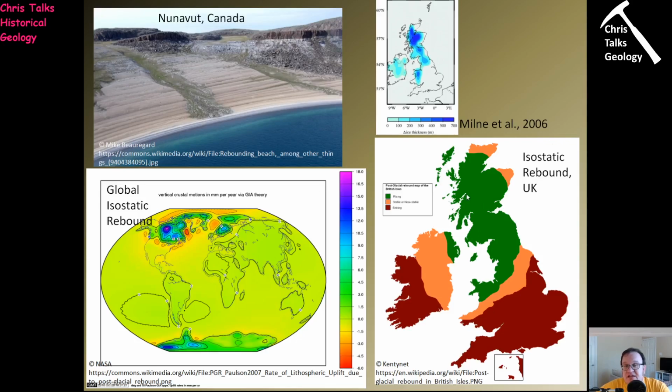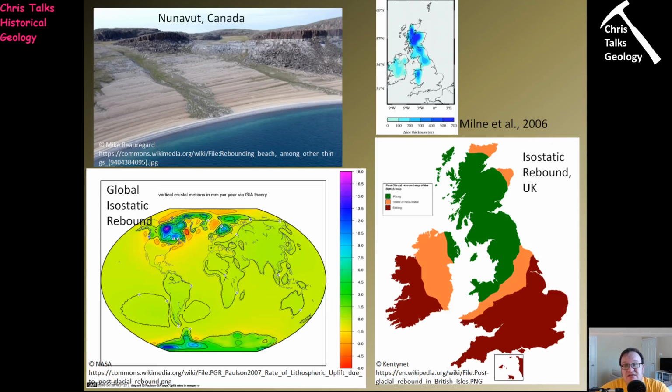The United Kingdom is actually quite an interesting case, because in terms of the ice thickness, you can see we have a lot of ice thickness in Scotland here. When you look at the colour of it, the ice would have been somewhere in the 300 to 400 metre range, so thick, quite heavy ice, and it pushed down the crust. And so Scotland and a bit of northern England and some of Wales were areas which were suffering depression. They were pushed down by the ice.